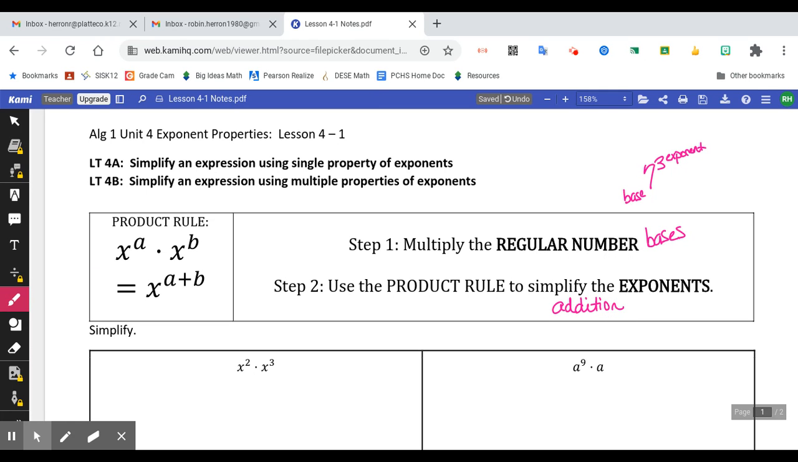Now, this only happens with the variables when they are the same. If the bases are numbers, then it's okay to go ahead and multiply them. If they're just variables, then we're going to keep that same variable. So this would be an example of x to the a times x to the b, same base. We're going to add those exponents together, and it gives you a plus b, because we can't actually add a and b together.